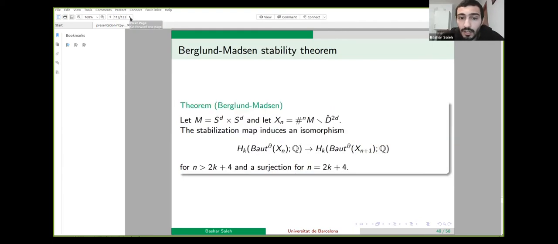Okay, so here's the theorem by Berlin and Madsen. If M is the product of S^d with itself, and Xn is given by this, then the stabilization map induces an isomorphism in the following range, and a surjection here. And there is an analogous theorem by Gray, but it's more technical, so I will not state it here.